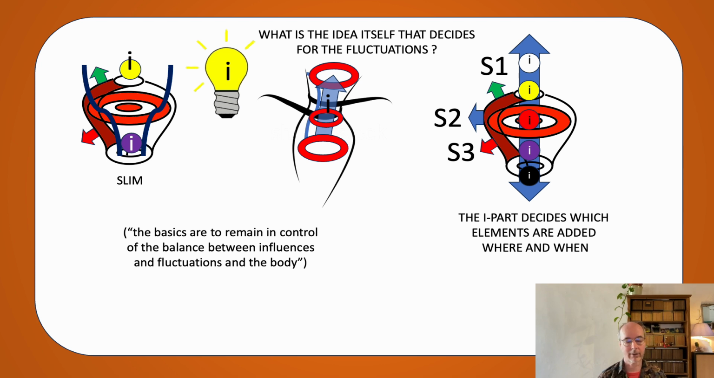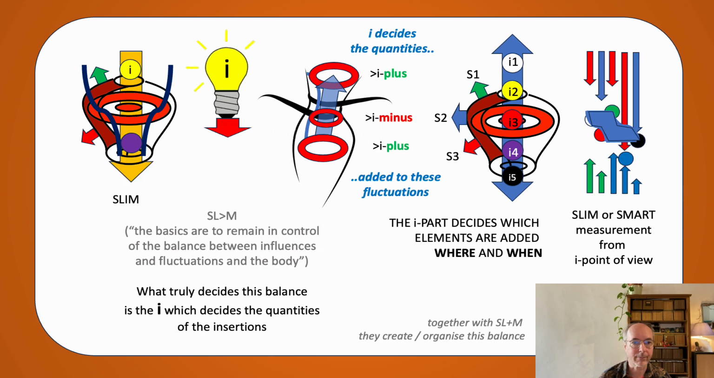And while the fluctuations of S are between adding something and removing something, and then trying to make a balance, the E is everything in between. The E actually decides which elements can be added in it, where it shall be added in it, and when it will be added. In other words, it decides the quantities, how much is on which level.